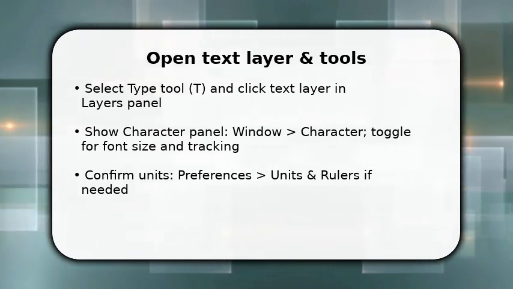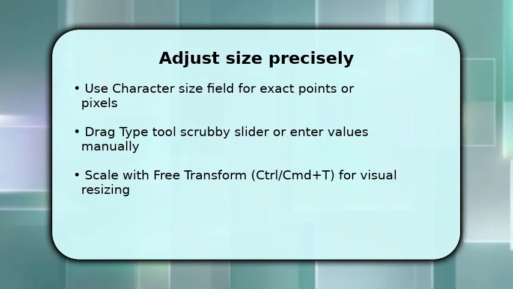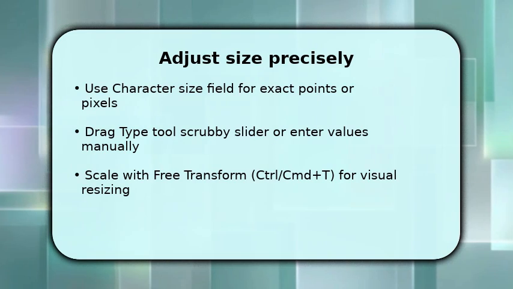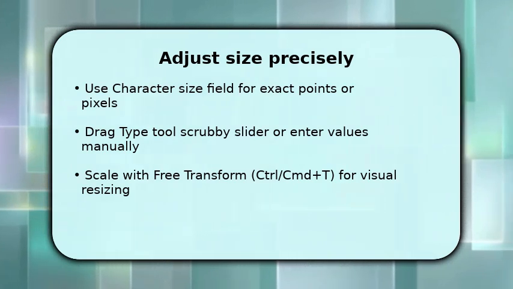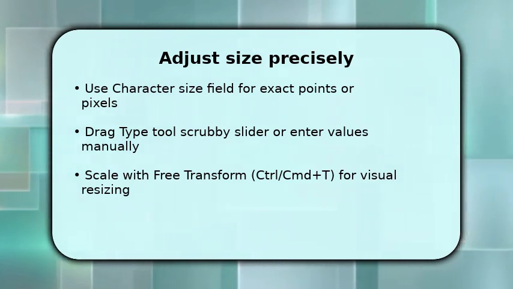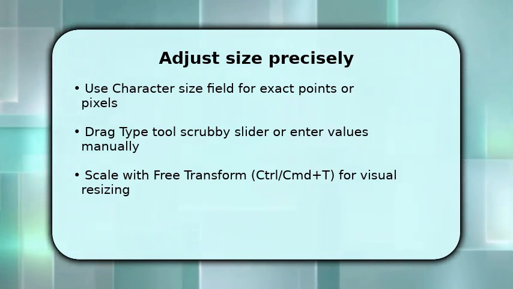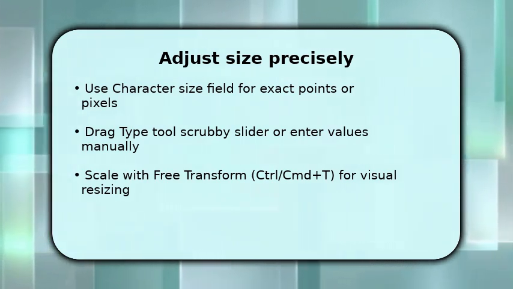Now you're ready to change the numeric size and see results immediately. Now you'll change the size precisely. Click the font size field in the Character panel and type a value in points or pixels. Photoshop accepts both. Alternatively, with the Type tool active, drag the scrubby slider from the size label for quick visual changes.